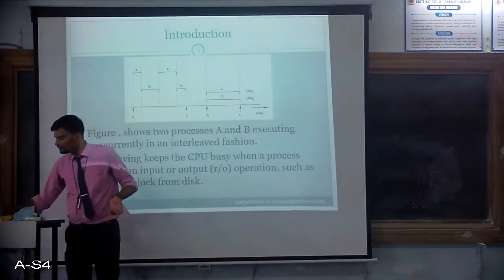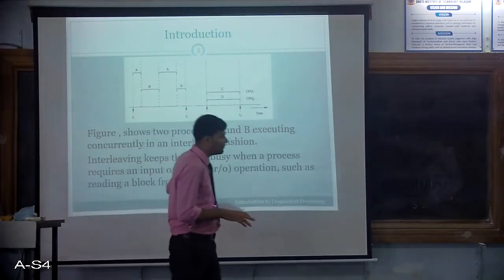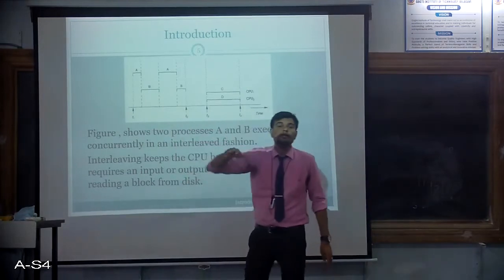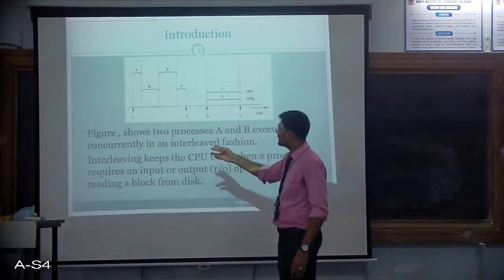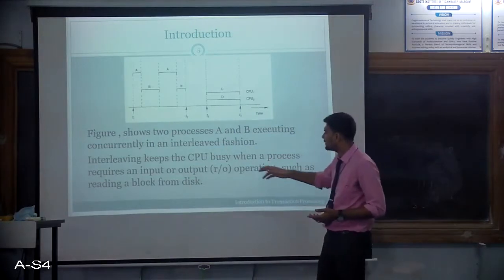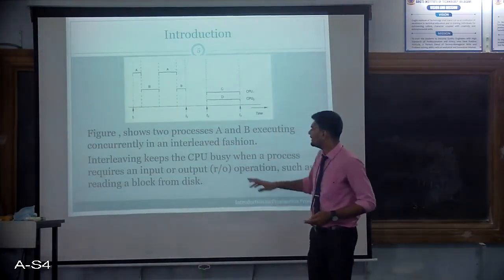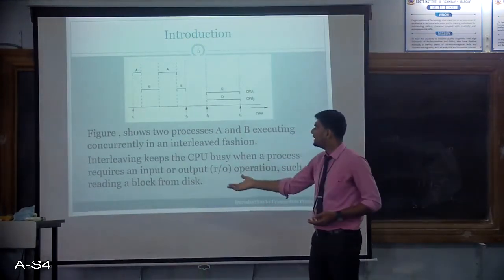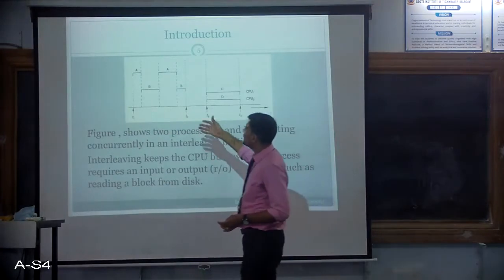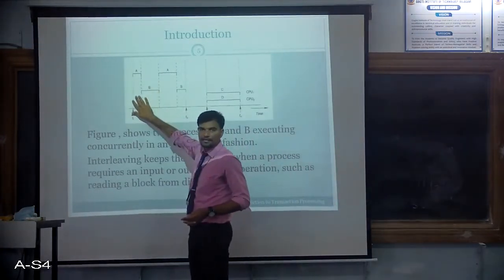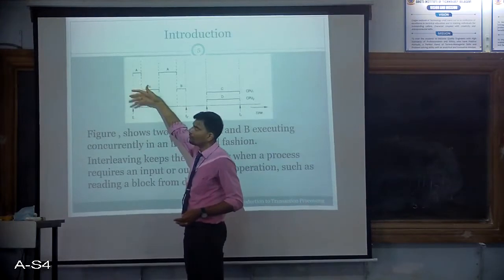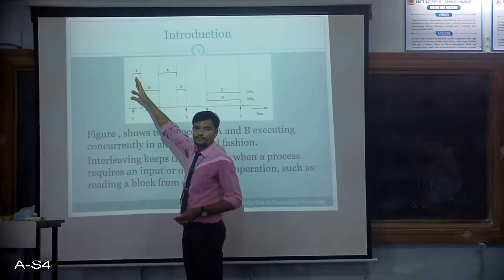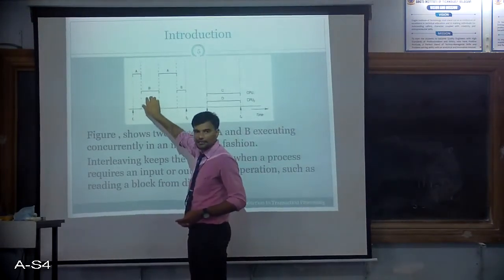You can see this diagram. Here two processes, A and B, are executing in an interleaved fashion. The figure shows two processes A and B executing concurrently in an interleaved fashion. Interleaving keeps the CPU busy when a process requires an input or output operation, such as reading a block from disk. So here, for example, process A is executing and it wants to read some block from a disk. In that case it will suspend that process, jump to process B, and execute its instructions.